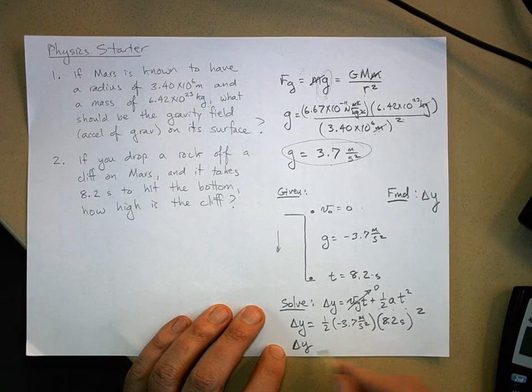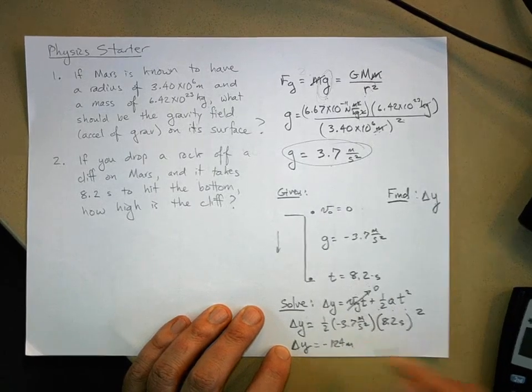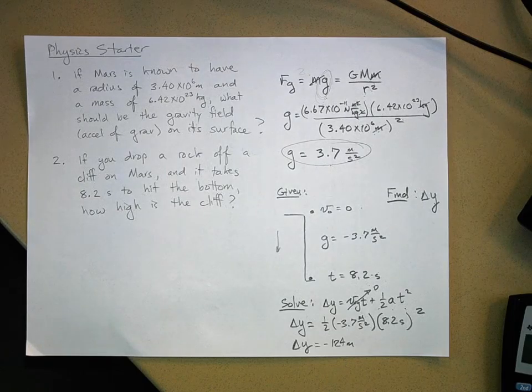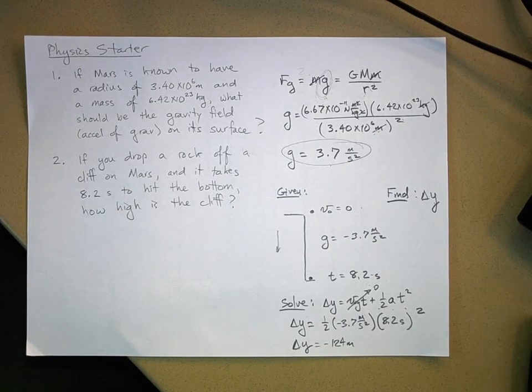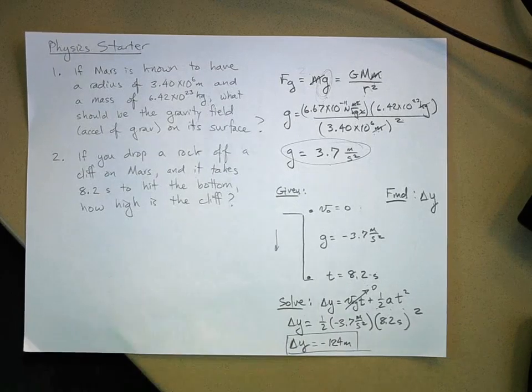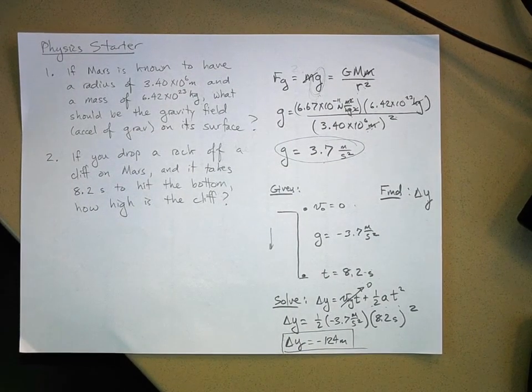Now I'm going to just say, okay, delta y equals negative 124 meters. But what does that mean about the cliff? You would say the cliff is 124 meters high, or, you know, you would have to rappel down 124 meters, right? So there's our answer. The rock drops 124 meters. Okay? And that's how you do that. Any questions? That is all.